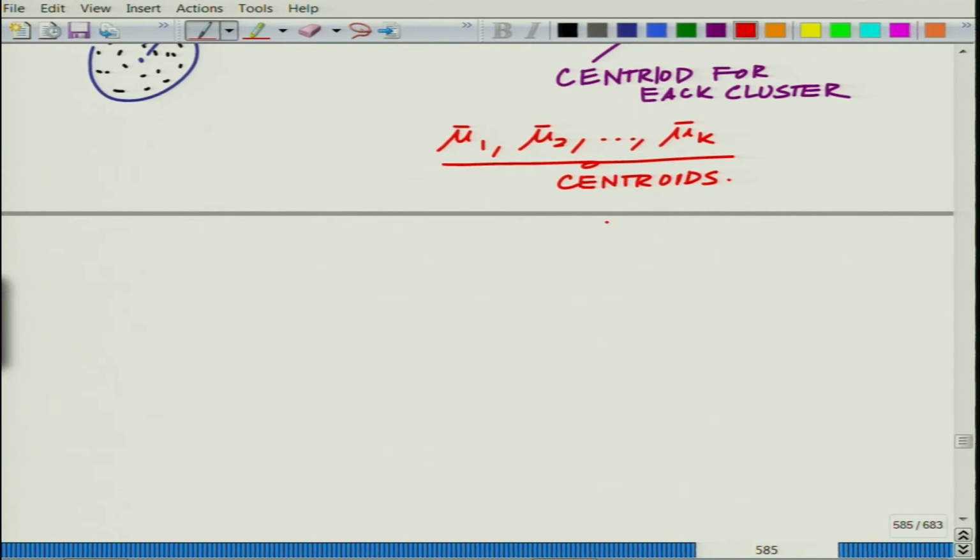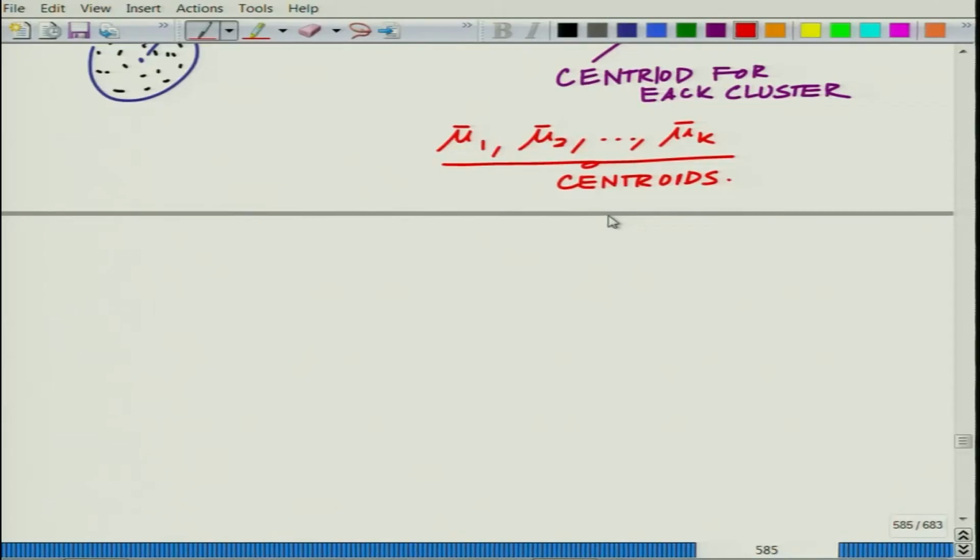So, centroid, similar to a large object, is essentially the center of gravity or the center of mass, right. You can think of that as a point where the mass of the object is concentrated. The notion is something similar. That is a point which best describes this cluster. Okay. So, these are the centroids.